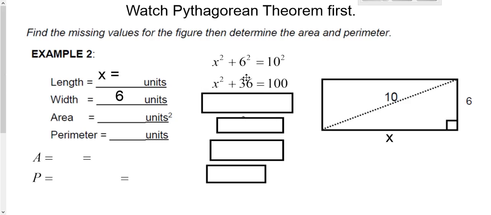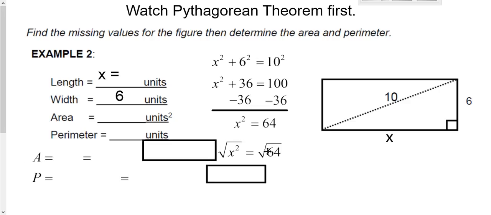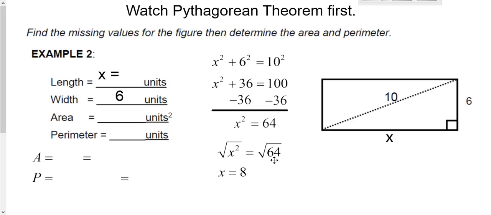Alright, so we square both of those numbers and get 36 and 100 here. 6 squared is 36, 10 squared is 100. So we're going to isolate the x squared term first by getting rid of that 36 by subtracting it. And we end up with x squared equals 64. Now to get rid of the square, we take the square root of both sides. It looks like this. On the left side, it's just going to cancel out that power for us and get x by itself. And the square root of 64 is 8. So now we know this measurement over here, the length is 8.